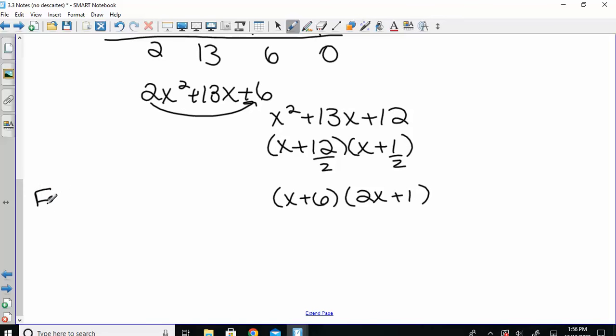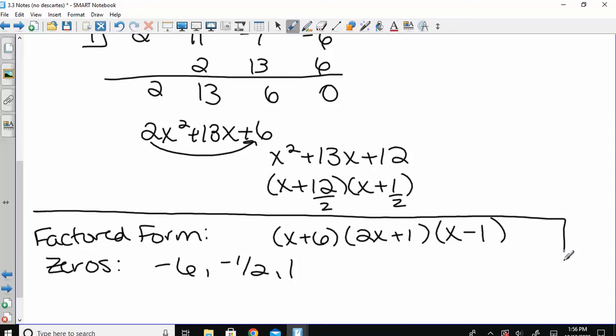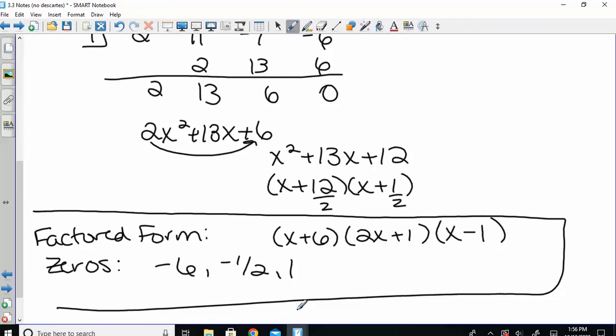I am asking for 2 things on this. I want the factored form and the zeros. What else do I need on my factored form? X minus 1. So my zeros, how do I get that? Set each of these equal to 0. So that would give me a -6, -1/2, and +1. Were all of those on my list of possible zeros to start with? Yes.